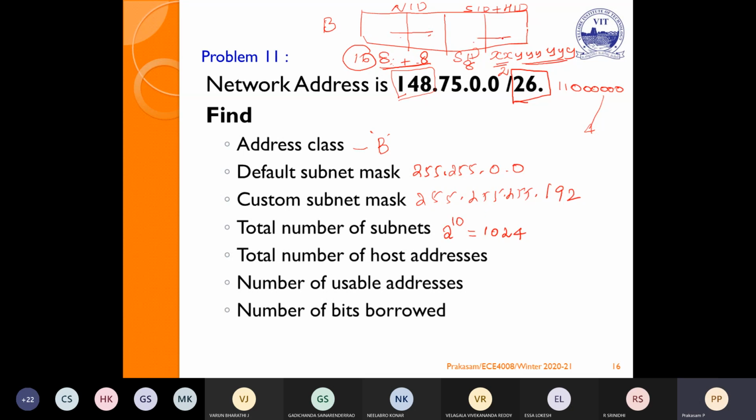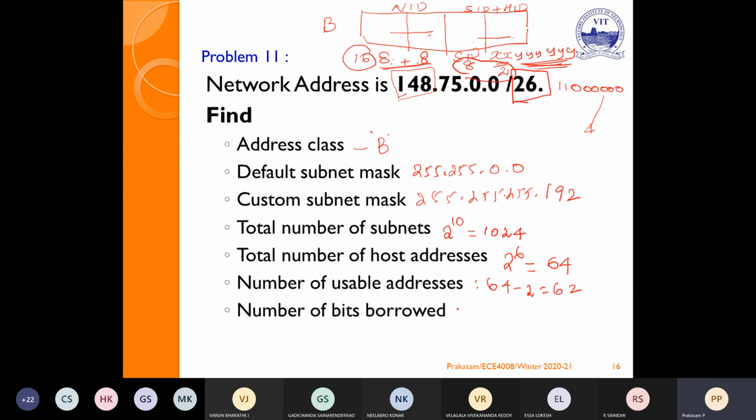Okay. Then total number of host addresses. Out of the last 2 bytes, 16 bits, we are allocating 10 for the subnet. The remaining 6 will be allocated for the host. So 2 power 6 equals 64. Now number of usable addresses is 64 minus 2.